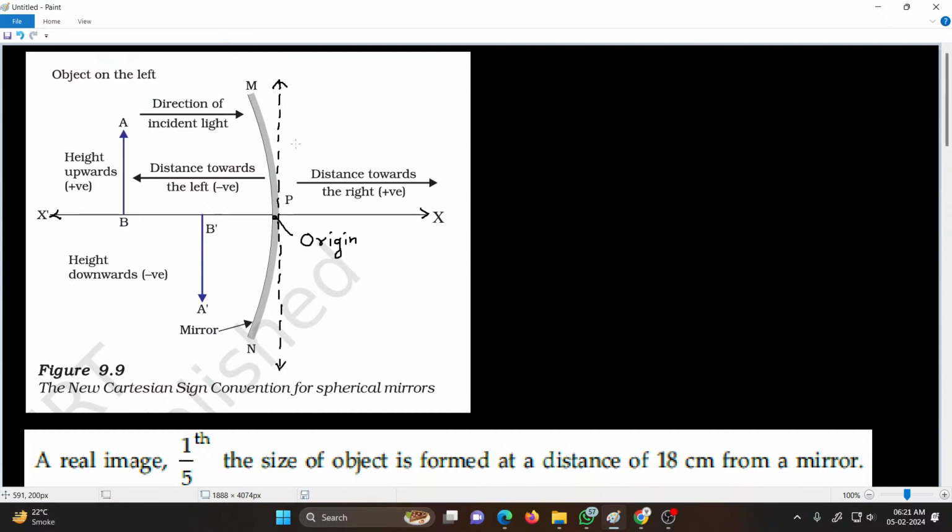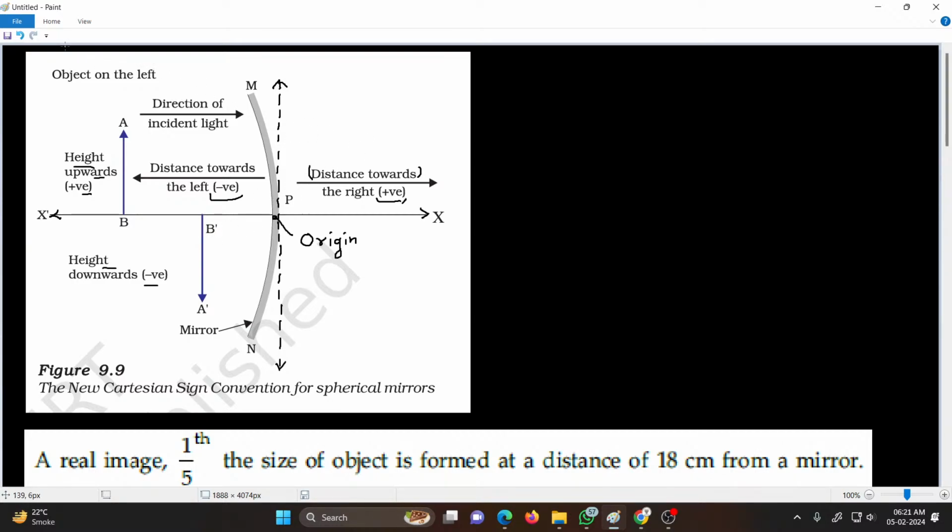Obviously, all the distances on the right side of the pole are taken as positive, and all distances on the left side of the mirror are taken as negative. All the distances above the principal axis are positive, and all the distances below the principal axis are negative.